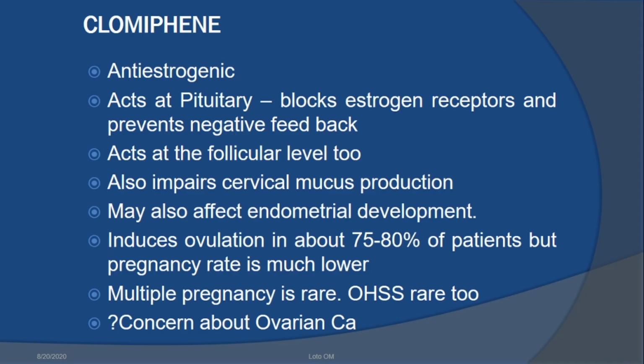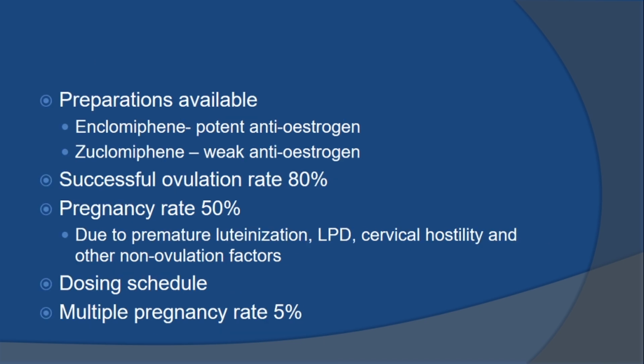Induction of ovulation is successful in about 75 to 80% of patients, but pregnancy rate is much lower, about 50%. Multiple pregnancy is rare, and ovarian hyperstimulation syndrome is also rare. But people have been worried about the possibility of developing ovarian cancer from repeated stimulation of the ovary. There are two preparations that are available. We have the enclomiphene, which is a potent anti-estrogen, and the zuclomiphene, which is a weak anti-estrogen.